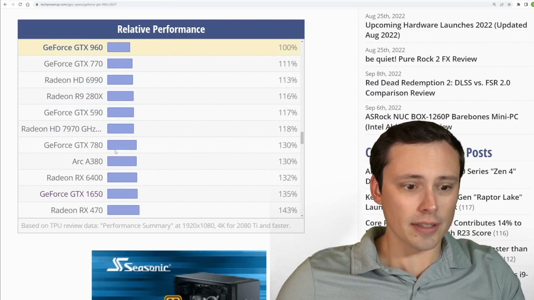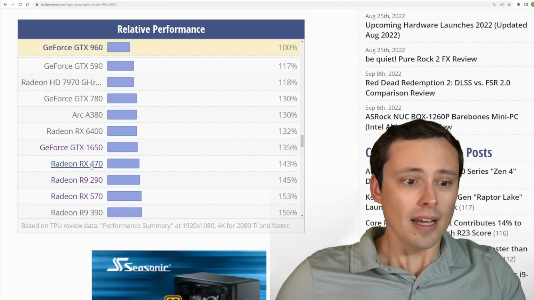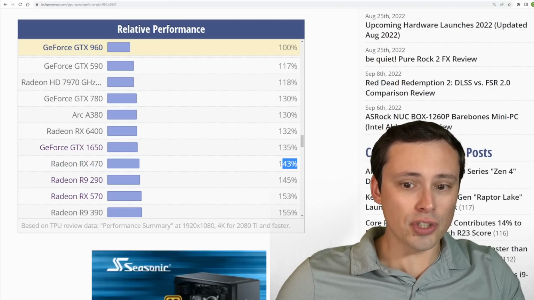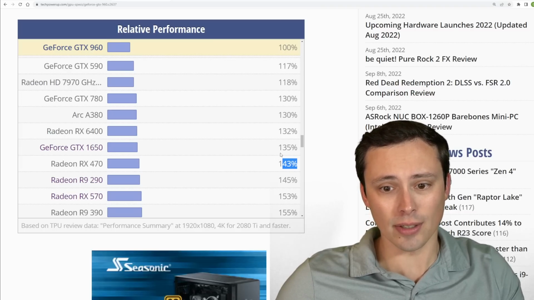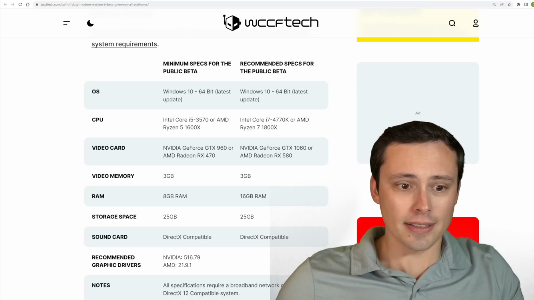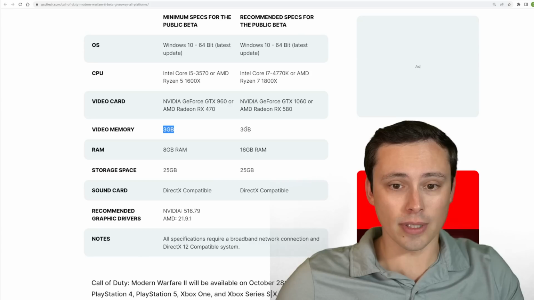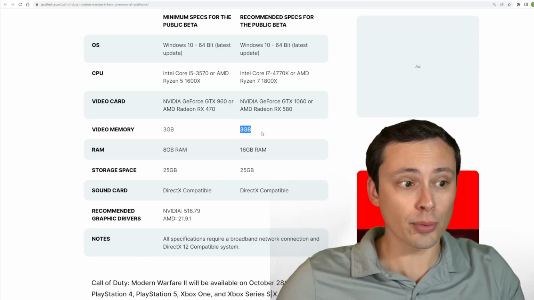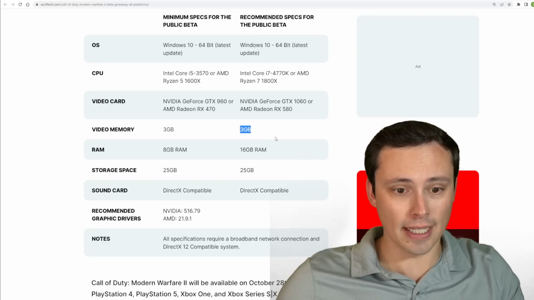You can see some other GPUs here that are similar. Here's your GTX 1650. And then the RX 470 is generally noticeably faster than a GTX 960. So like I said, kind of interesting to me that those were listed side by side there for the minimum. Notice they do mention the video memory is only necessary to be at 3 GB. A lot of games nowadays are requiring more than that.